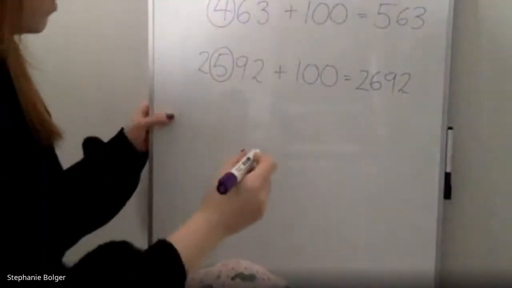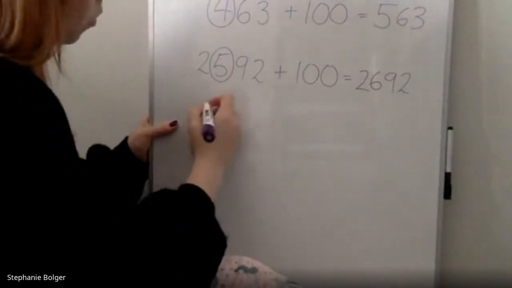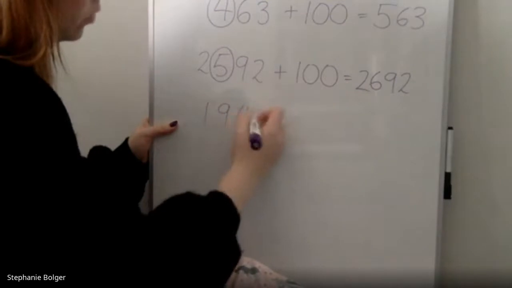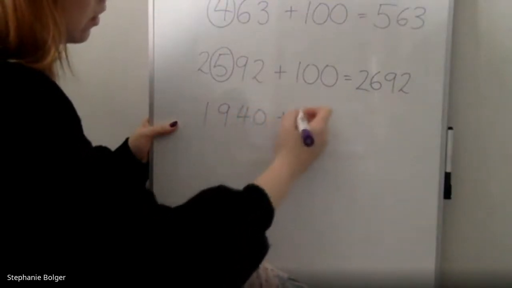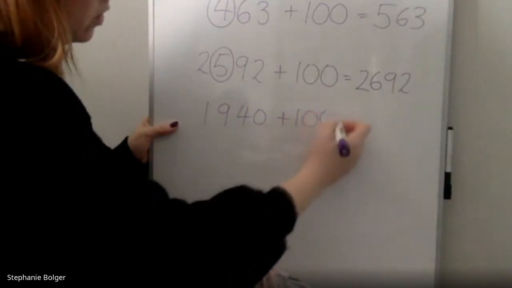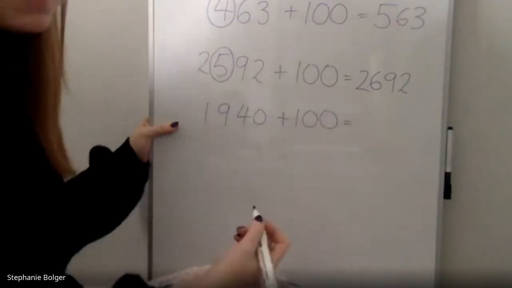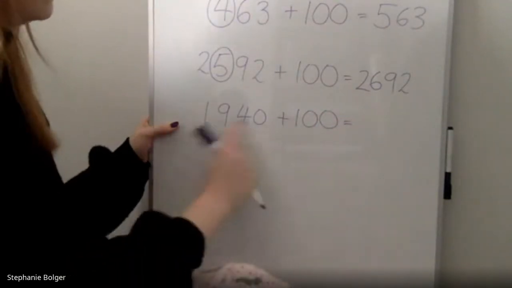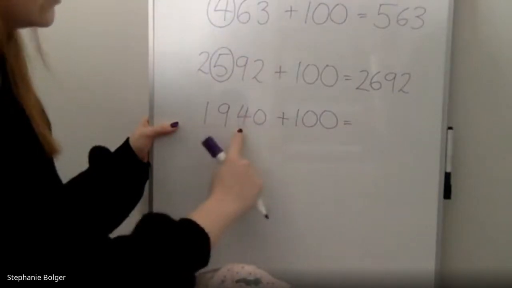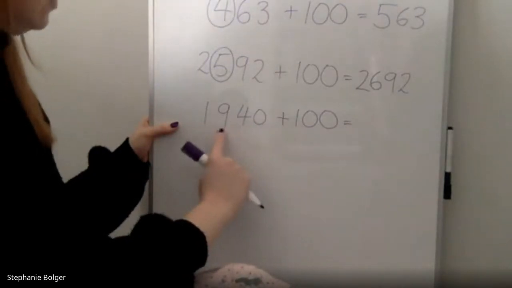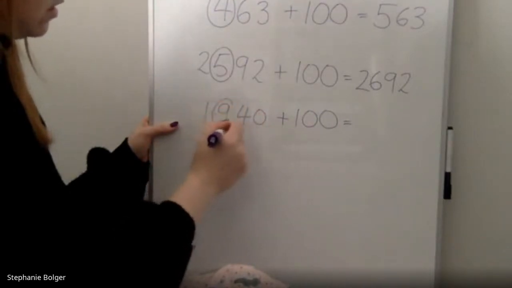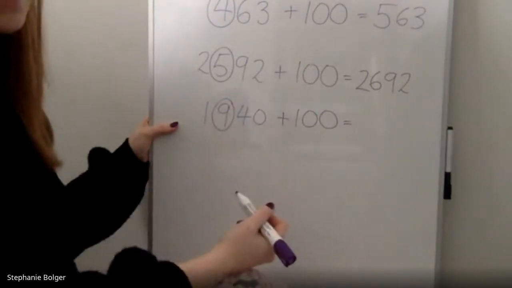So if we have a number like 1,940 plus 100. So same as last time, the first thing I'm going to do is I'm going to find my hundreds. The ones is at the end, the tens is always next to the ones, the hundreds is next to the tens. So I'm going to circle the 9 so I know where I'm adding.